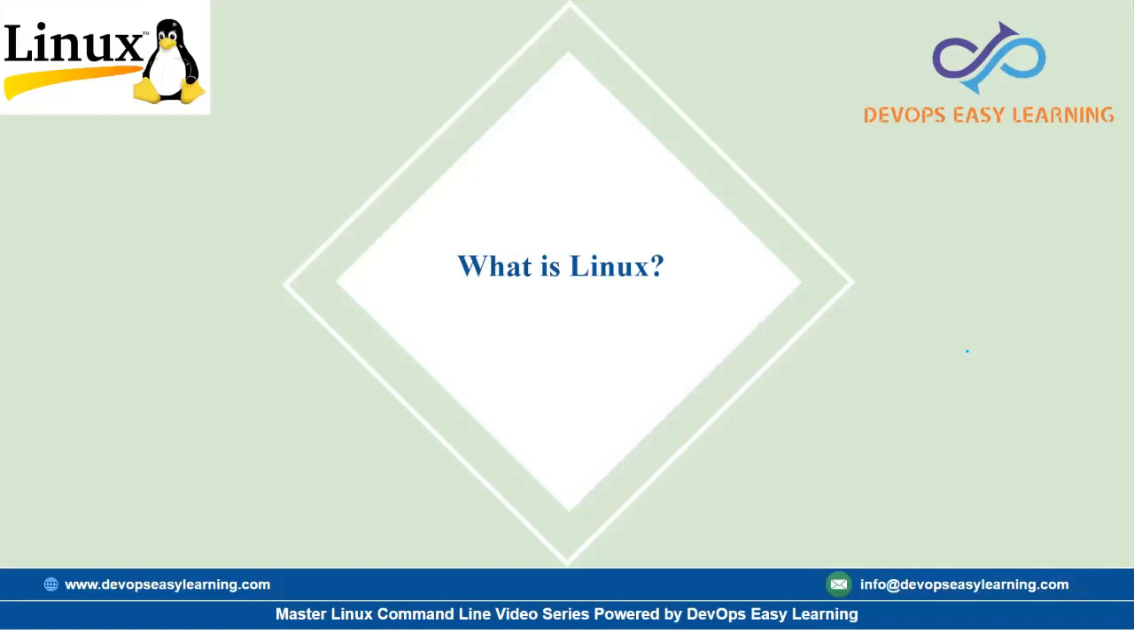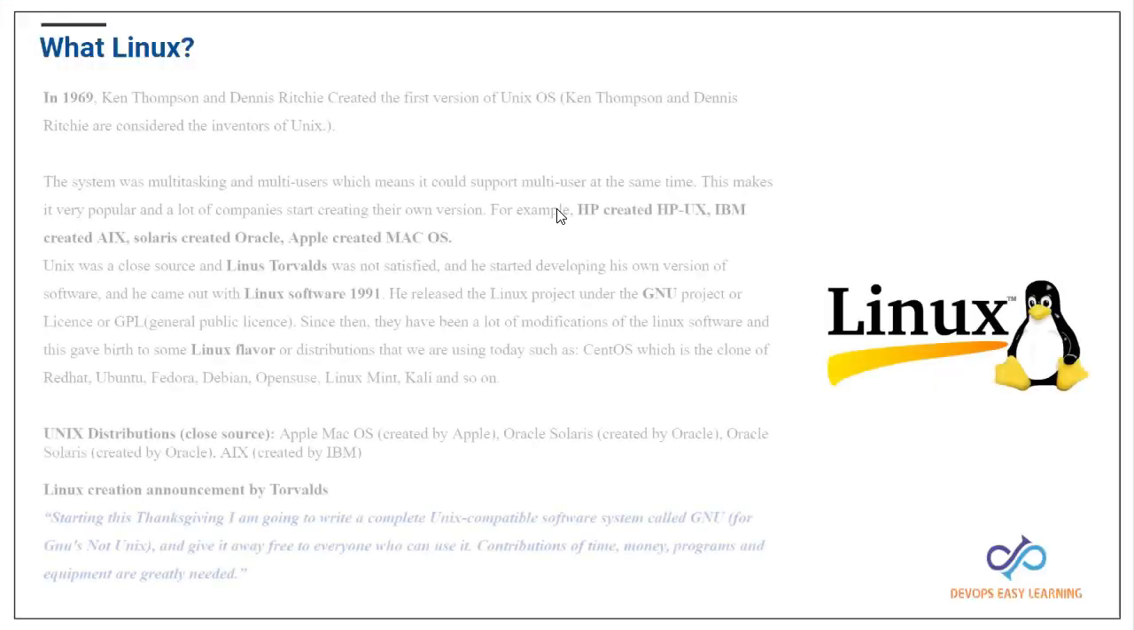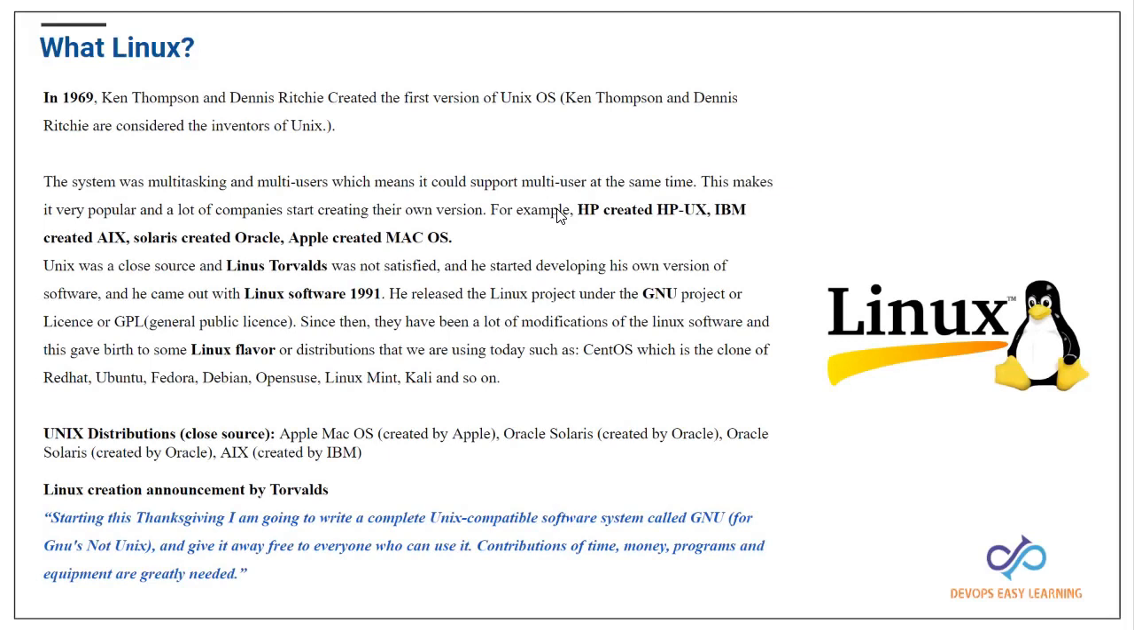My name is Tia from DevOps Easy Learning, and today we'll be going through what is Linux. Linux is just an open source operating system that was basically created in 1991 by Linus Torvalds. As you can see here, Linux was basically derived from something that we call a Unix distribution. And that Unix distribution was basically just closed source.